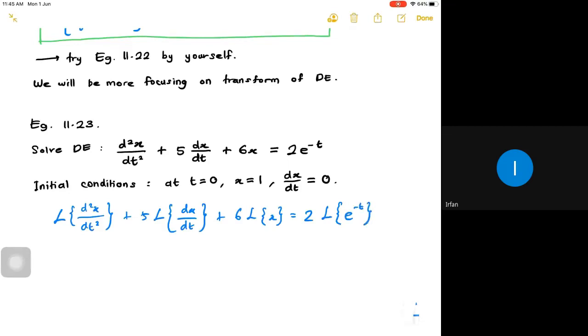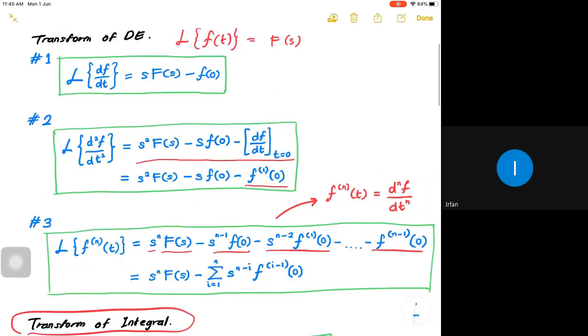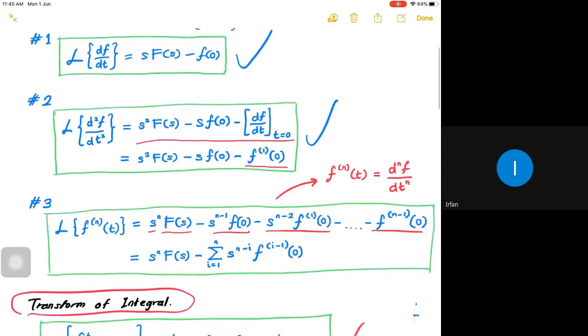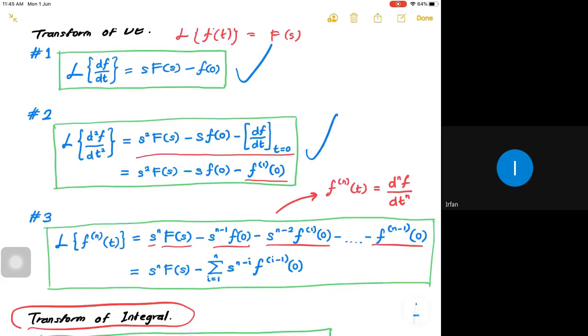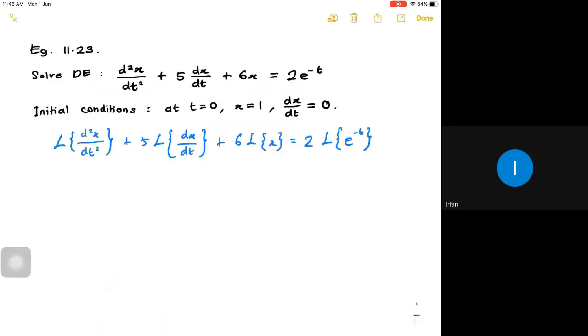Okay. So, what is the answer? We use this formula. For the second derivative, we use this one. For the first derivative, we use this one. And so on. If you have a third derivative, you can use this one. So I just replace them.